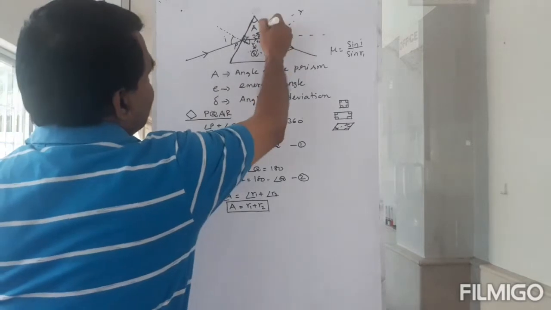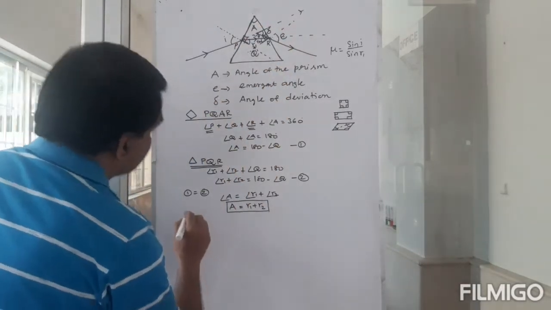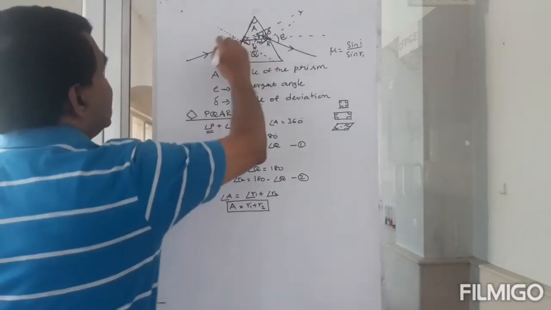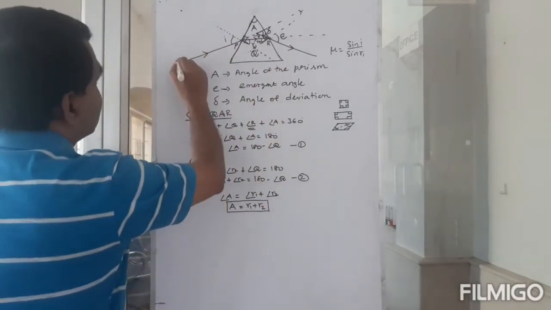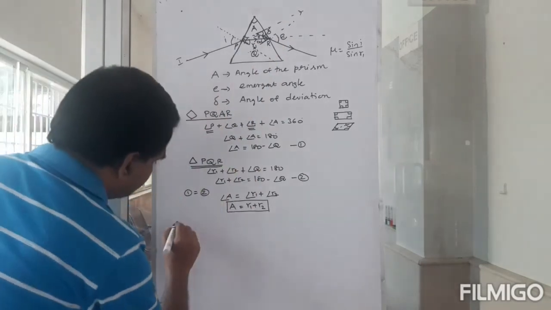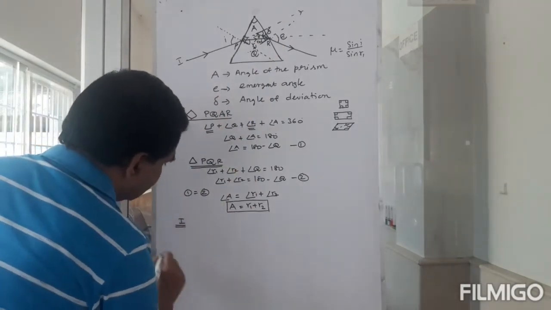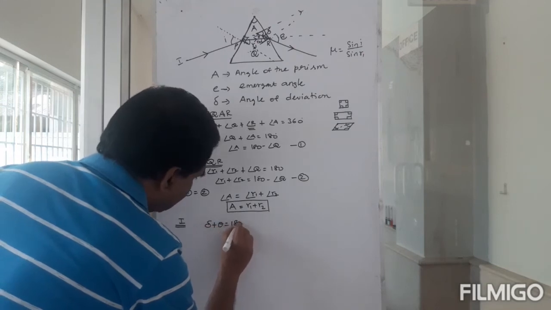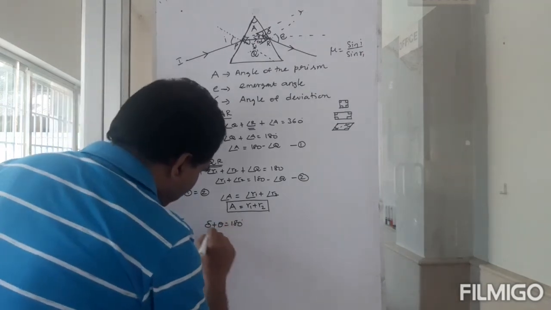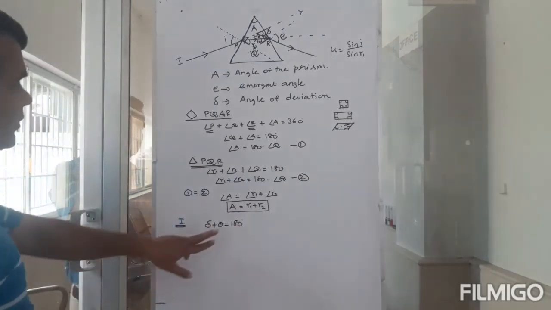So if we take the straight line, I'll call this I. So delta plus theta must be equal to 180 degrees. We'll keep it there.